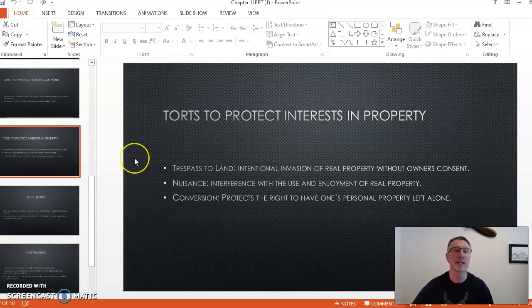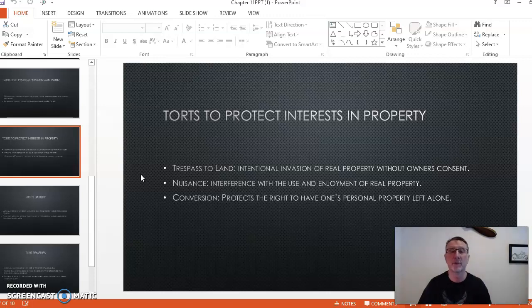There are torts related to property. Trespass to land is the unintentional invasion of real property without someone's consent. So if they come onto your property without your consent, that would be trespass to land. There is also nuisance, which is interference with the use and enjoyment of real property. Maybe someone is playing music very loud, or they have a toxic smell, or they're burning things in the backyard. All kinds of crazy things can be considered a nuisance.